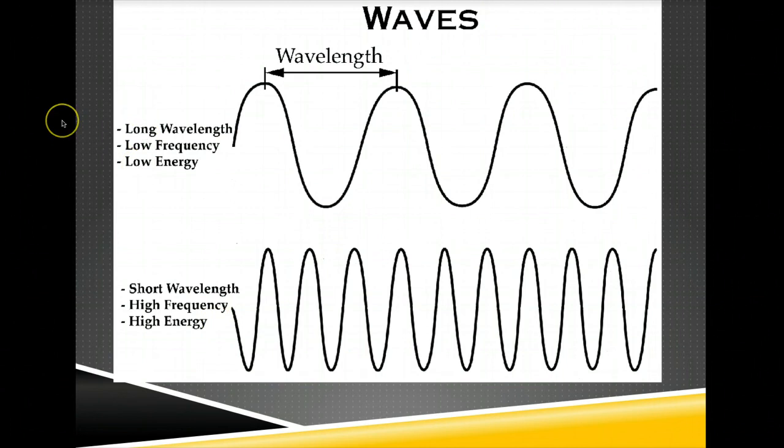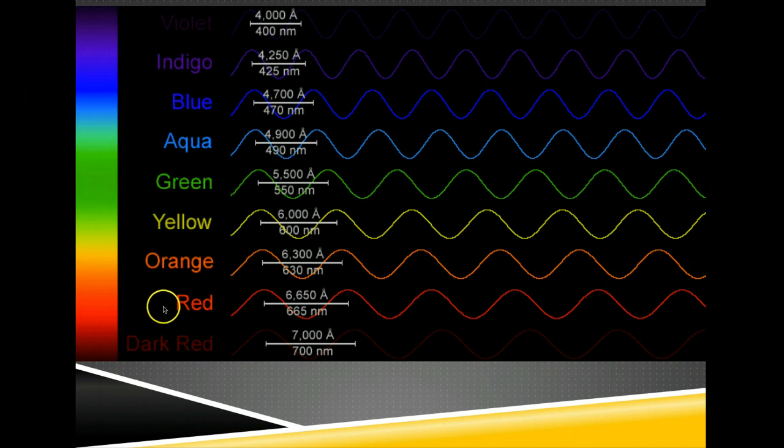So this first example here is going to be a low frequency, and the bottom will be a high frequency. Okay, and if we look at our light waves, red is a very long wavelength. It's a low frequency, and violet light is a very short wavelength.